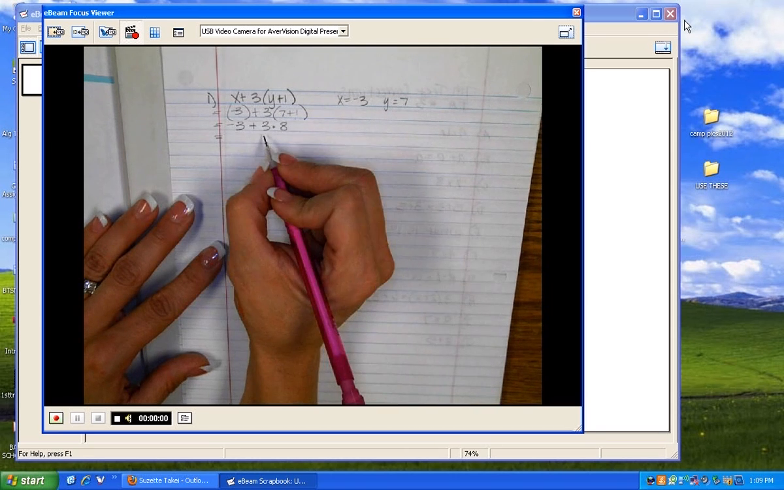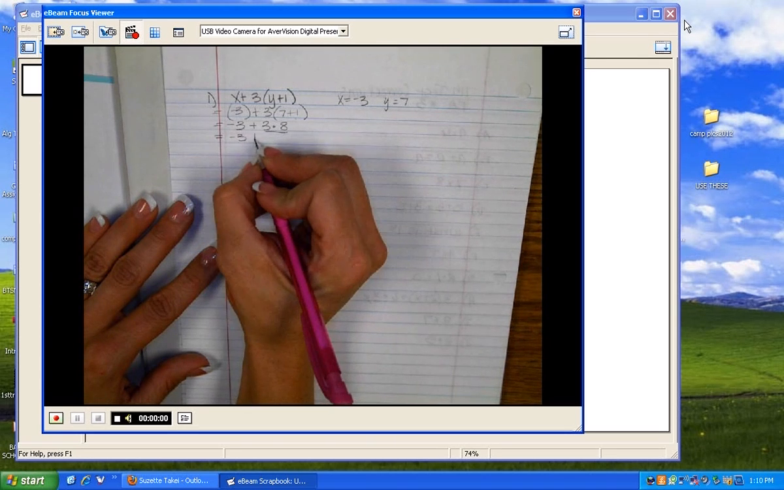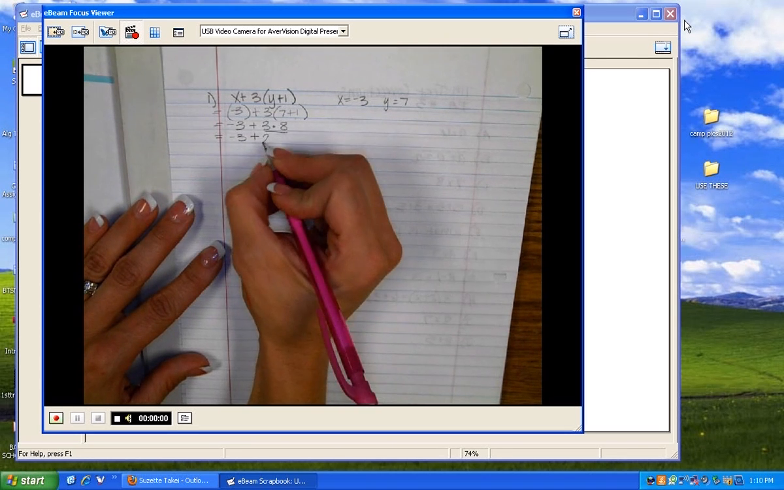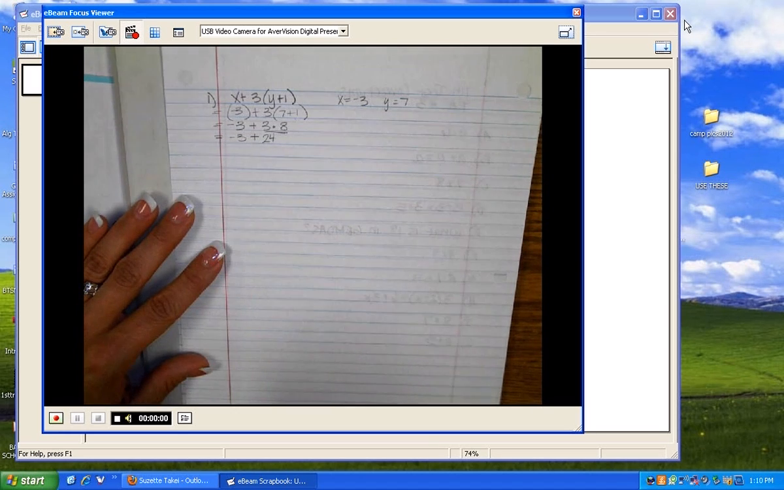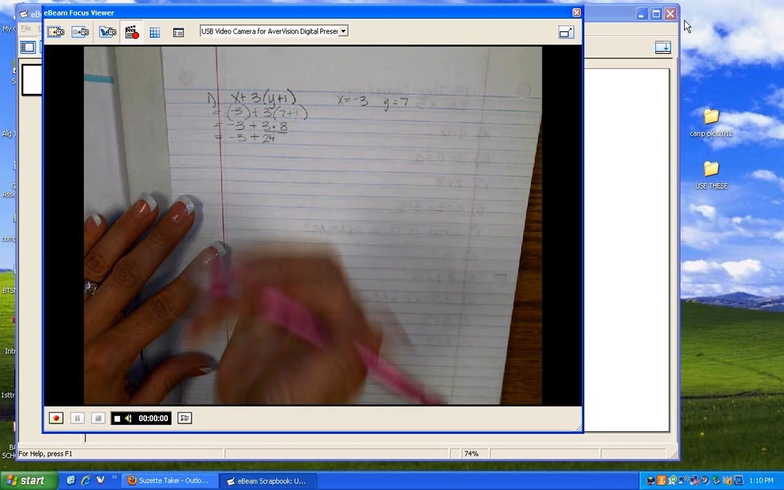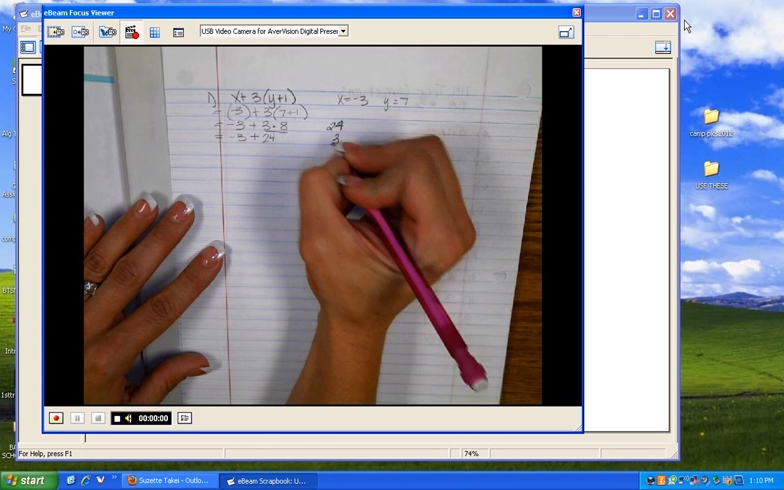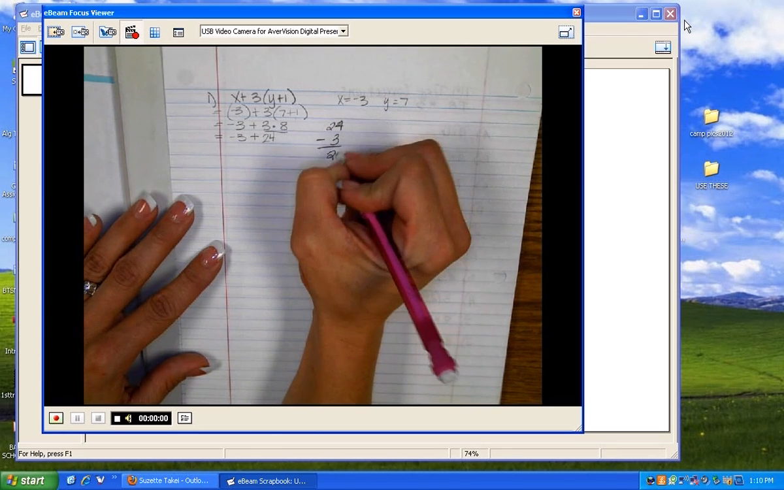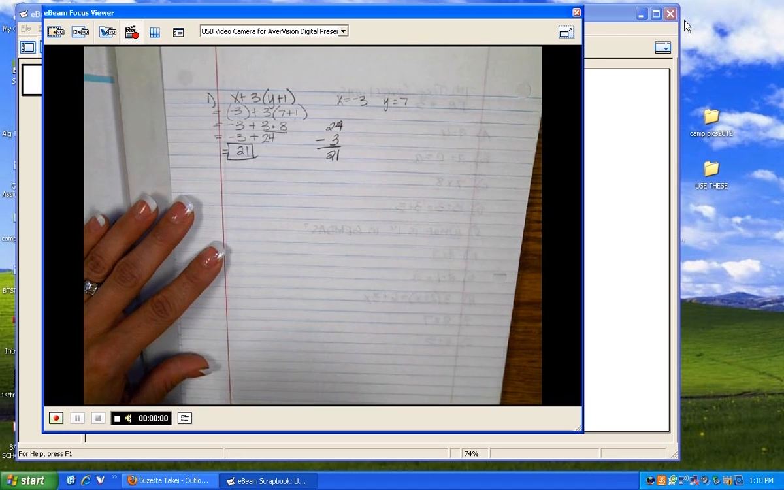Now, according to GEMDAS, you have to do your multiplication and your division first. So I'm going to leave my negative 3 plus, and 3 times 8 is 24. Now my 24 is positive and my 3 is negative, so my answer is going to be a positive answer. So 24 is positive and I'm adding it to a negative 3, which means I'm really subtracting. I get 21, but my answer is positive.